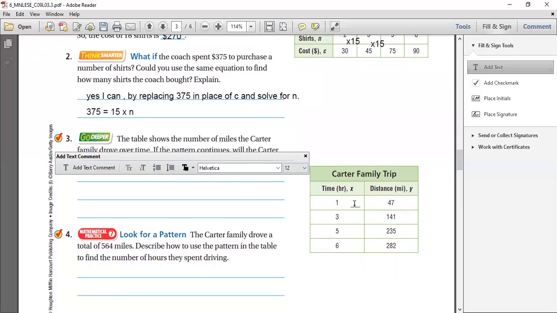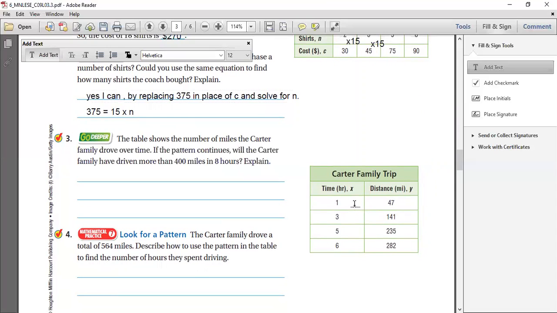So how did the 1 become 47? Multiply by 47. How did the 3 become 141? Multiply by 47. How did the 5 become 235? Multiply by 47. If you're not sure what I'm doing, you can pause the video and check. 3 multiplied by 47 is how much? It will give you 141. So the rule or the pattern for this table is multiply by 47.